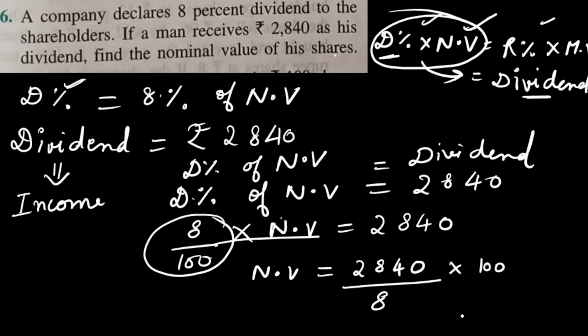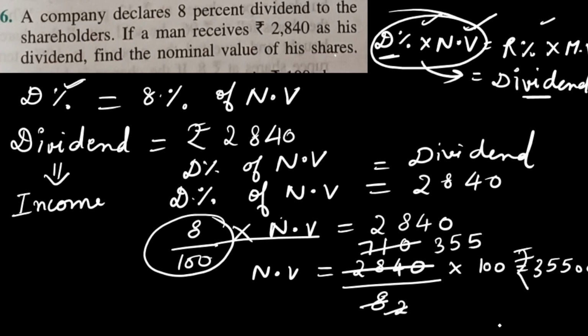Now we can do the cancellation. Let's do cancellation on 4's table. So 4 into 7 is 28, 4 into 1, 4 into 0. Any way you can do, the way you have learned calculation, you can do. This is 4 into 2. Then again 2's table we can do, 7, 10. 2 into 1, 2 into 3 is 6, then 2 into 5, then again 2 into 5. So 355 into 100, when we do this we will get 35500. So this is the nominal value of his shares.